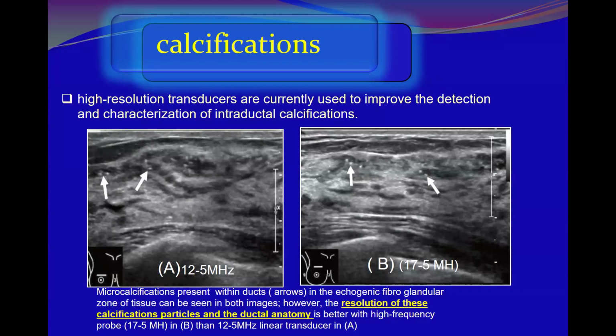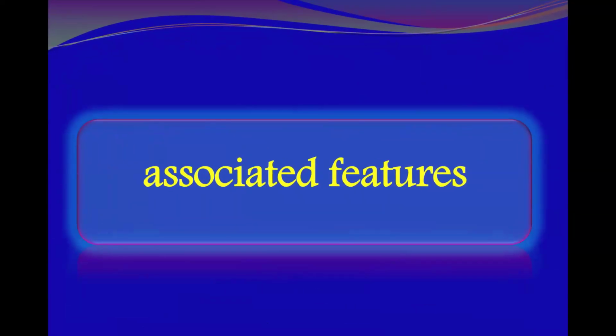It is obviously in image B, the ductal anatomy as well as the calcifications are well delineated and appreciated. Why? Because of the higher frequency transducer. This is 17, while when we compare it with the lower transducer 12, it gives us a better resolution of calcification particles. Okay.